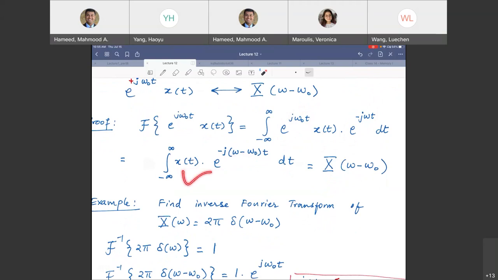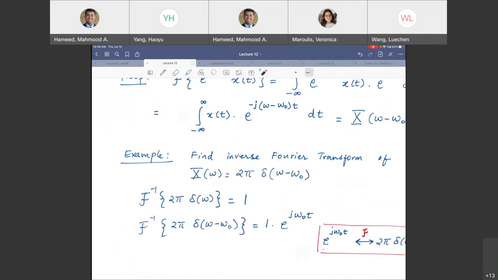What is this? This is like saying, instead of omega, you now have omega minus omega naught. If you consider that as omega prime, a different frequency, this would be the Fourier transform of that. So this is X of omega minus omega naught.